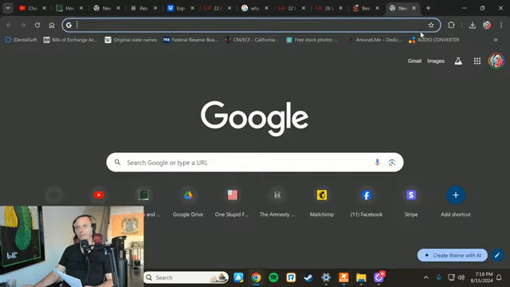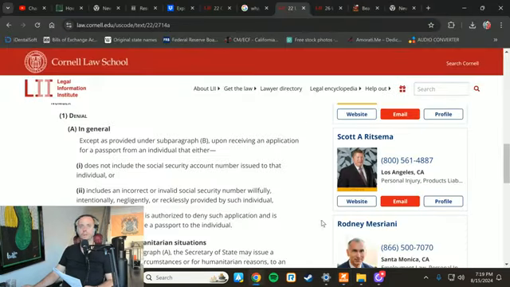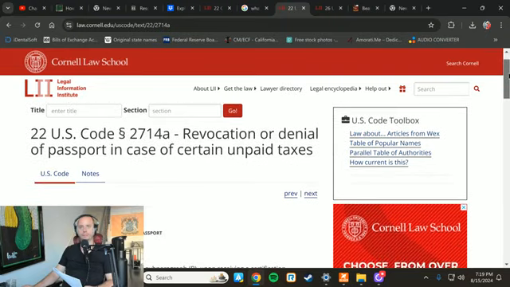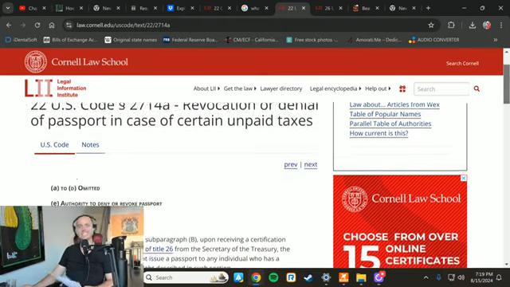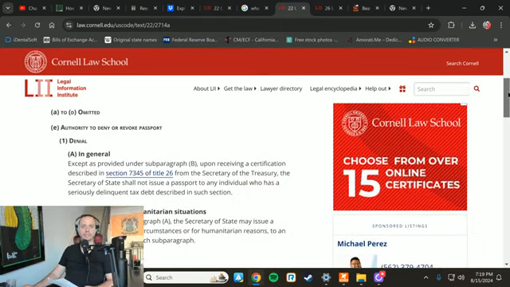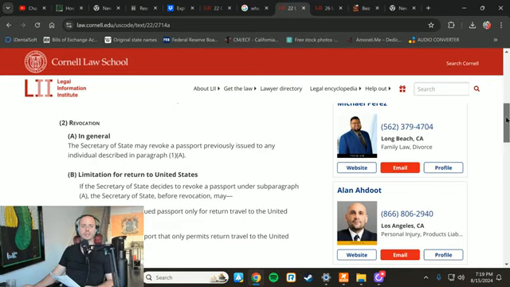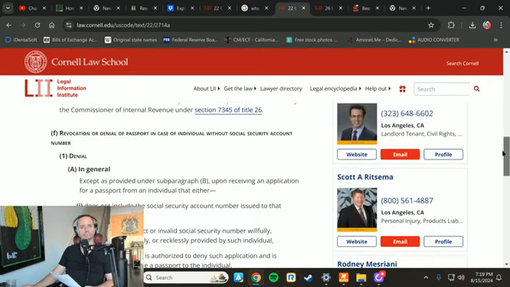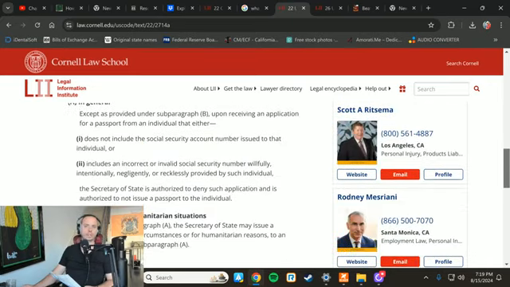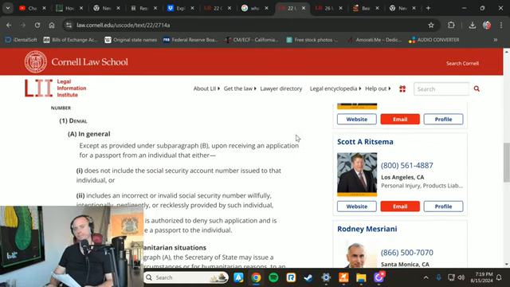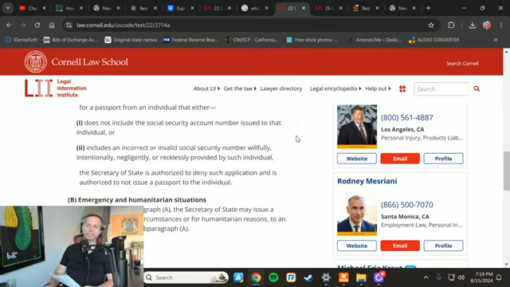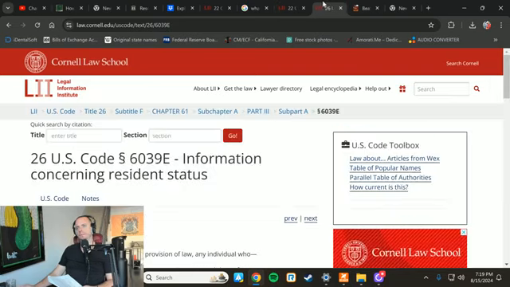I already pulled up these 27. They're talking about this one here. Revocation or denial of passport in case of certain unpaid taxes. Authority to deny or revoke passport. They say here it does not include the Social Security number. Social Security account number. Includes an incorrect or invalid Social Security account number. And then they also reference this one here.